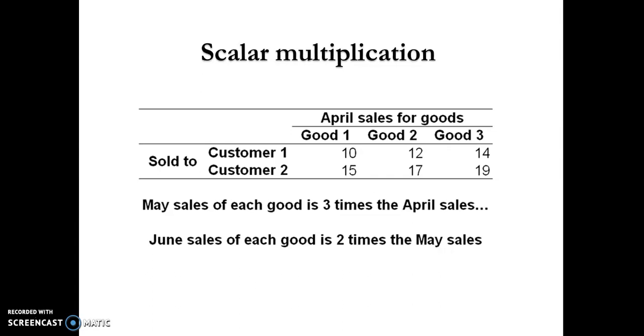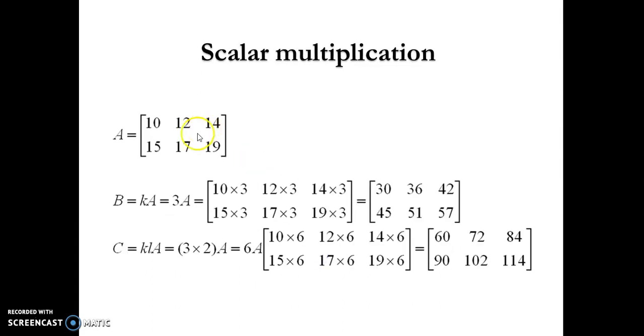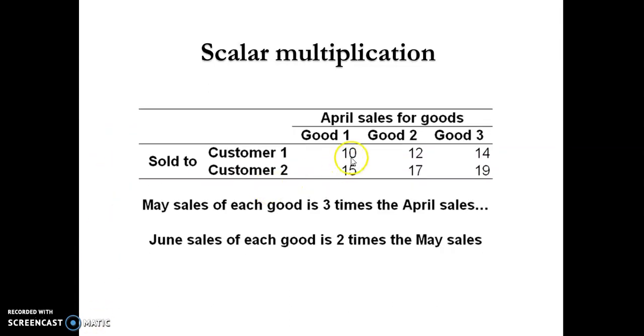So we're first going to express the original information we had for April sales as a matrix, and that is matrix A. If we just go back, you will see that the April sales for good 1, 2, and 3 for customer 1 was 10, 12, and 14 respectively. And for customer 2, it was 15, 17, and 19.